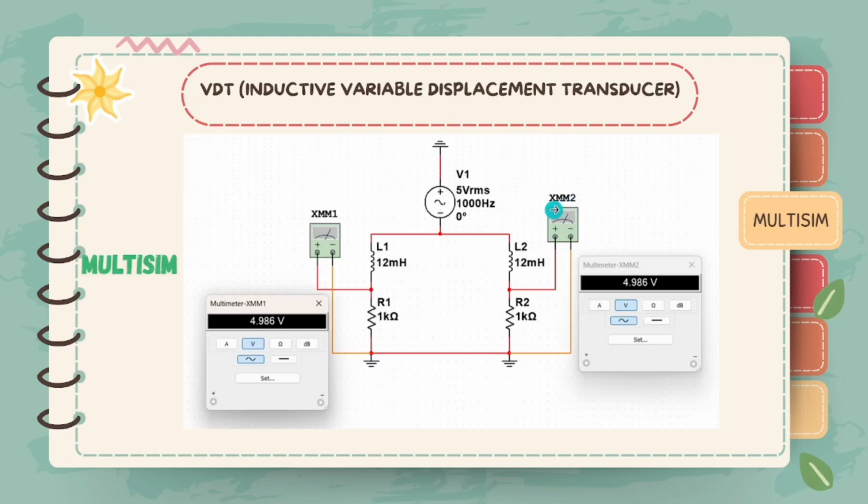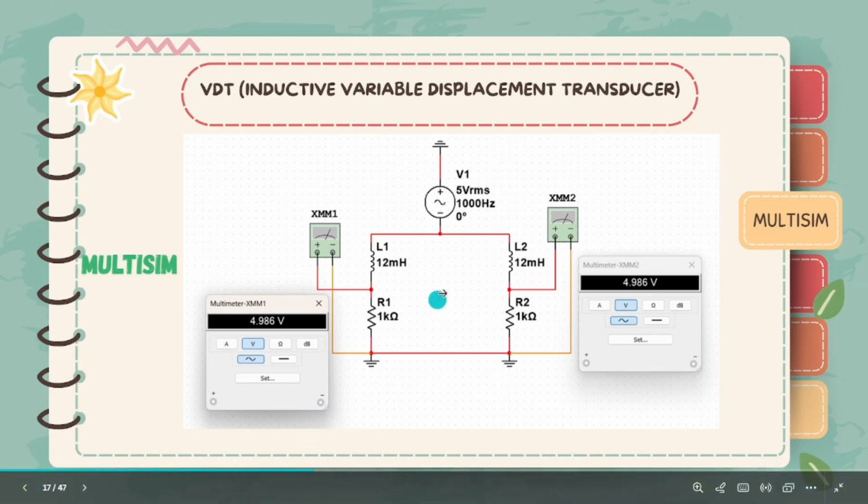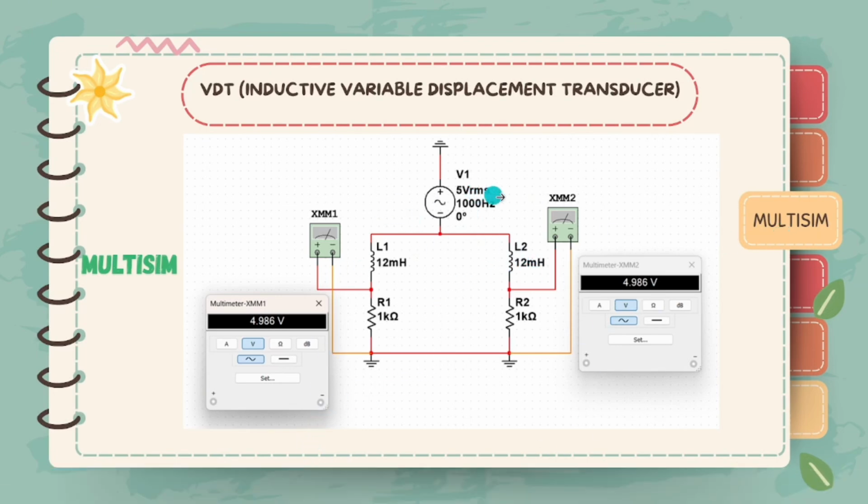So the next sensor we're going to go to is the LVDT. This is our Multisim one. We have V1, which is 5 VRMS, an AC source. This is the excitation voltage applied to the primary coil of the LVDT, and we have L1 and L2, which are 12 millihenry inductors. These represent the two secondary coils on either side of the primary coil.